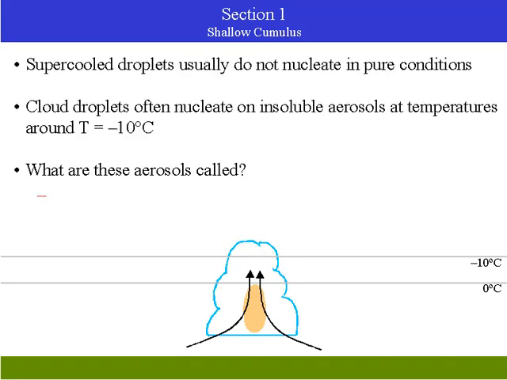Supercooled droplets usually do not nucleate in pure conditions. Cloud droplets often nucleate on insoluble aerosols at temperatures around -10°C. And again, we ask, what are these aerosols called? And in this case, the answer is ice nuclei.